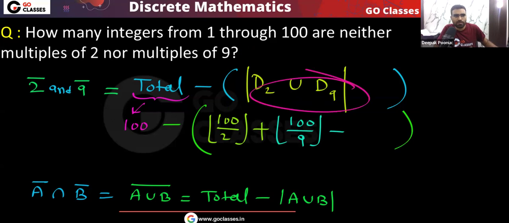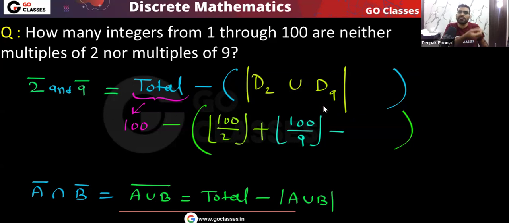2 comma 9, both are co-prime. You can see 9 is not a prime number, but the point is they are co-prime. Or I can say the only value that can divide both 2 and 9 is 1. That is the definition of co-prime. 2 comma 9 are co-prime because their GCD, greatest common divisor, is 1.